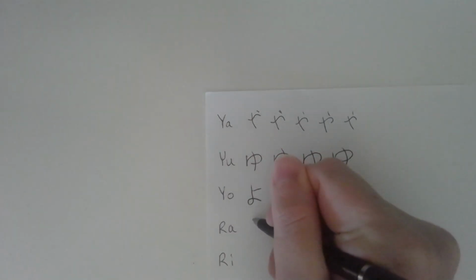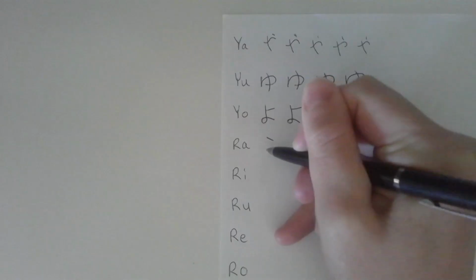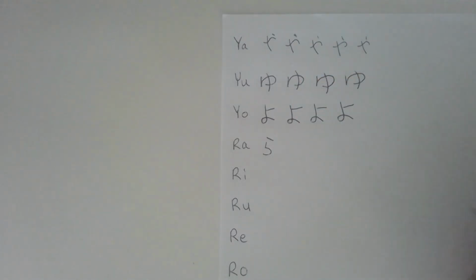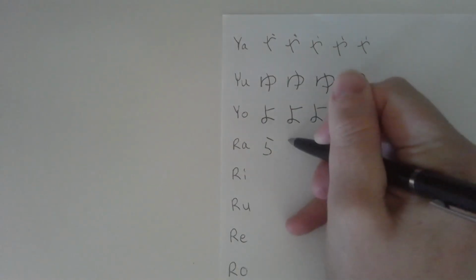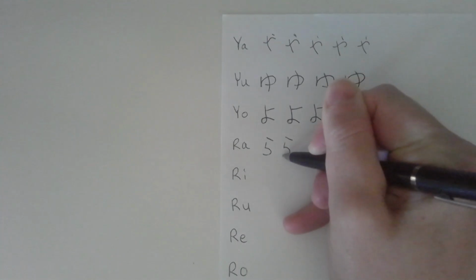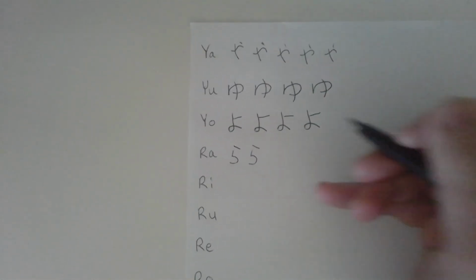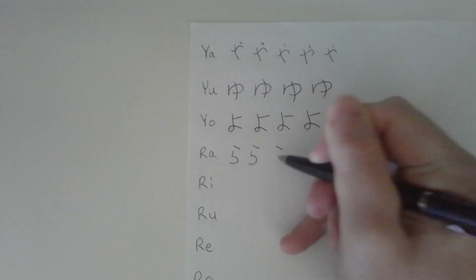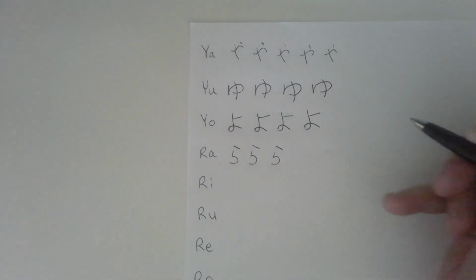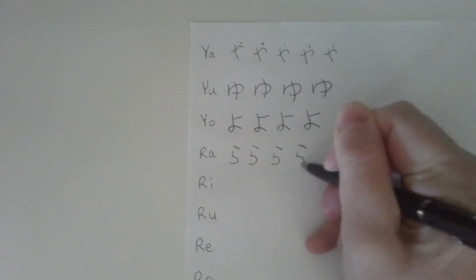Okay, here comes ra. So a line on the top and down like that. It's almost like a disconnected 5. So 1, 2. Like you're drawing a 5, but it's connected at the top. 1, 2.